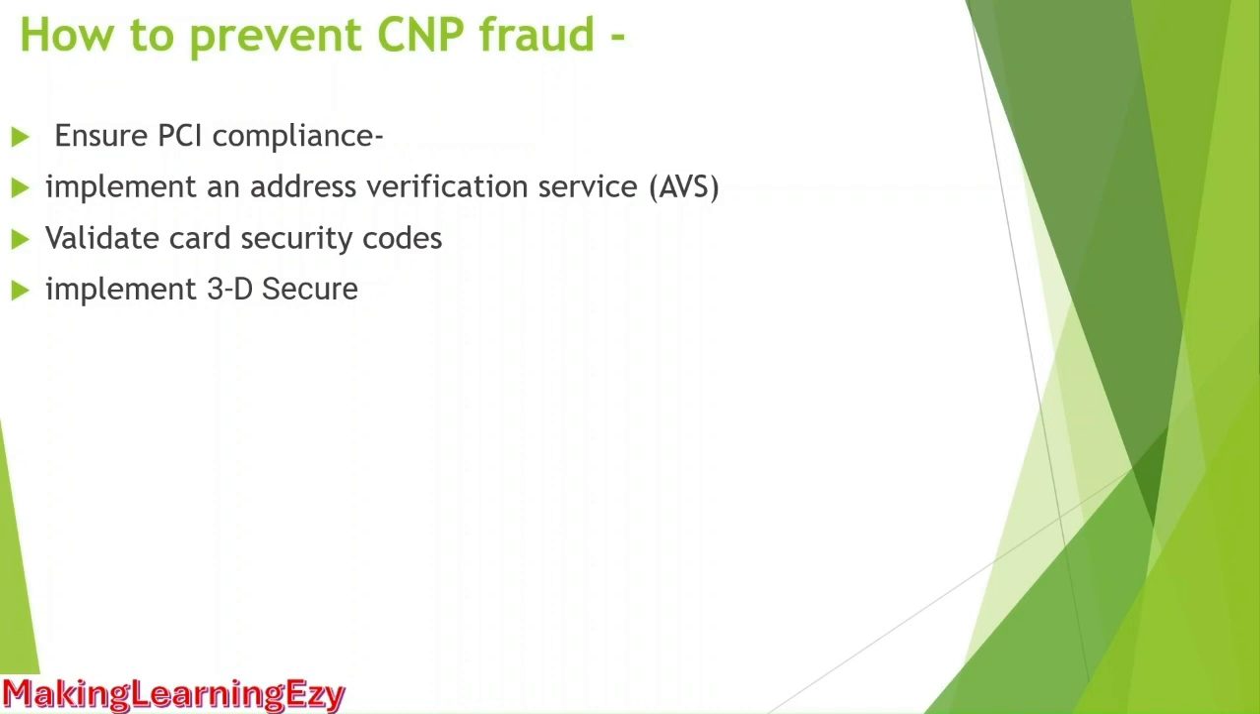The merchant can also enable card security code validation. The merchant can also implement the 3D Secure feature. In 3D Secure, the customer gets an OTP or some code to complete the transaction. So merchants can use these methods to minimize CNP fraud.